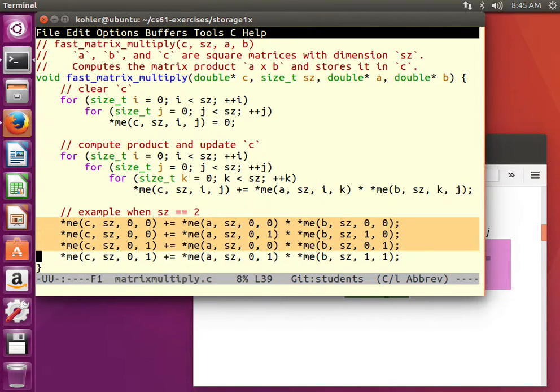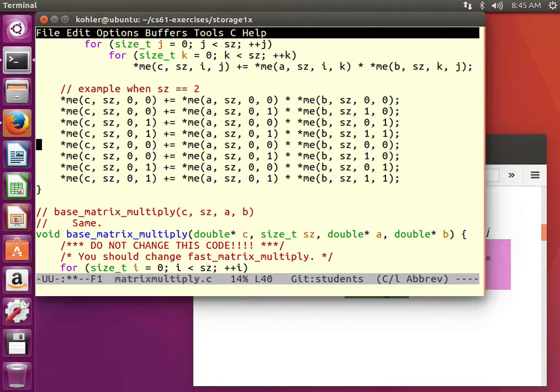You can see how this goes. The next time through, we increment i. And that changes the row number on A, and it changes nothing on B, because i doesn't occur in the computation of the element of B that we compute.